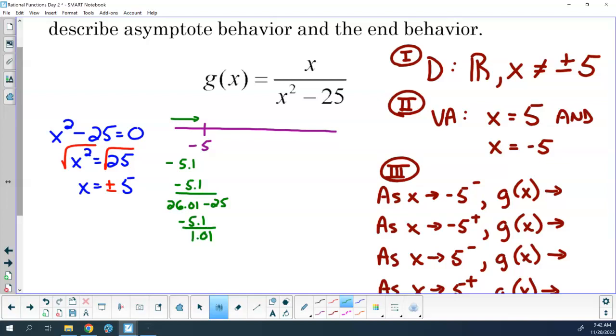Now, I'm not so much worried about what it's going to do because I know it's going to go to an infinity, because this bottom number here, the closer and closer I get, is going to get closer and closer and closer to 25. So that number is going to get smaller and smaller and smaller. I was more looking for the positivity, and I've got a negative here divided by a positive number, so that's going to be negative infinity.